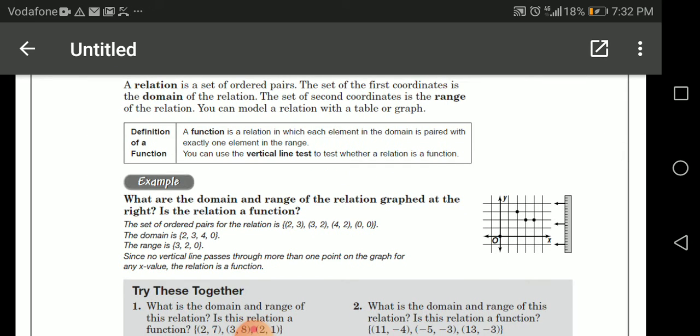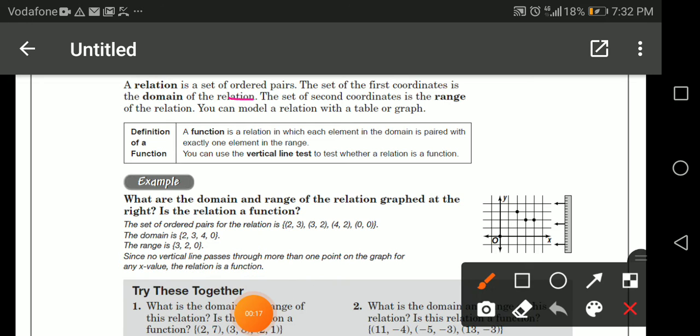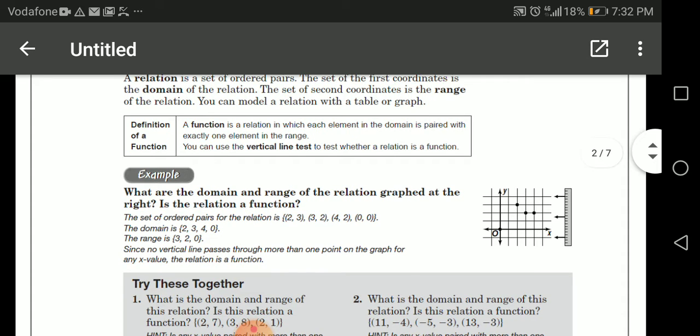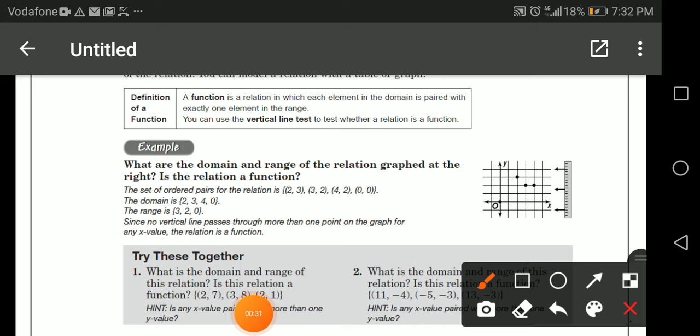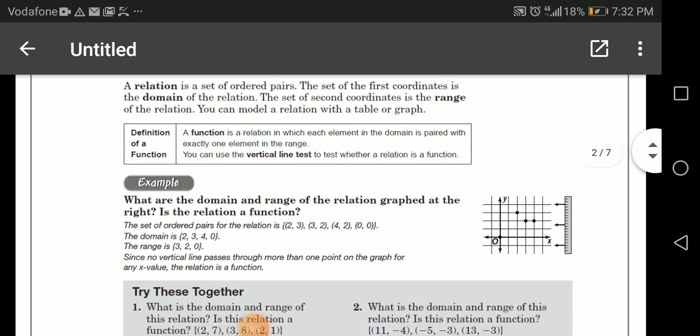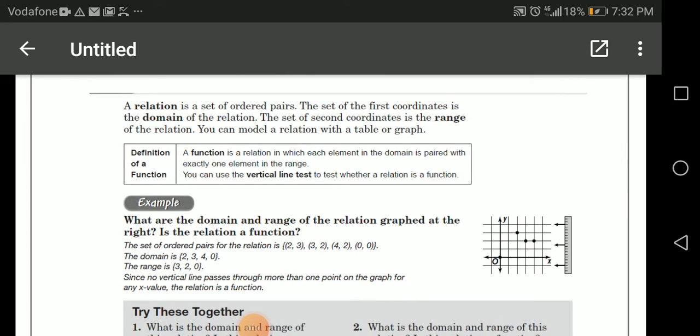Okay, a relation. A relation is a set of what? Of ordered pairs. The set of the first coordinates is the domain. The set of the second coordinates is the range. So this is very important to know. The set of the first coordinates, x, is the domain, and for y, it's the range. So you can model the relation with a table and a graph.